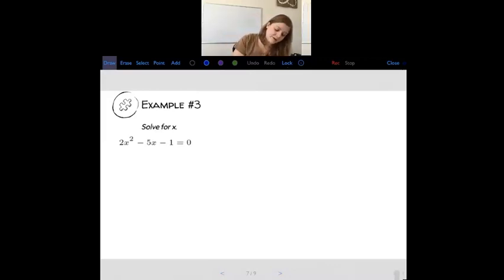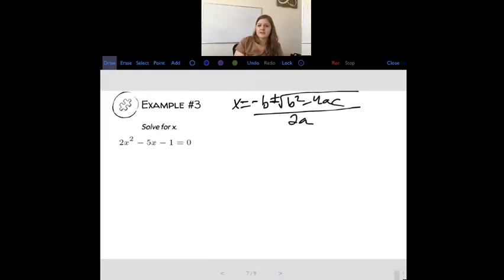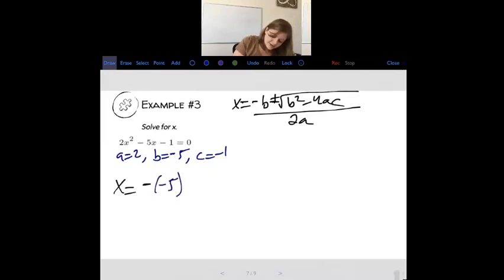When using the quadratic formula, I'm going to rewrite the formula at the top, negative b, or opposite of b, plus or minus the square root of b squared minus 4ac, whole thing divided by 2a. So we need to see what a, b, and c are. In this case, a is 2, b is negative 5, and c is negative 1. So we take these values and we plug them into the formula. X is equal to negative b plus or minus the square root of b squared.